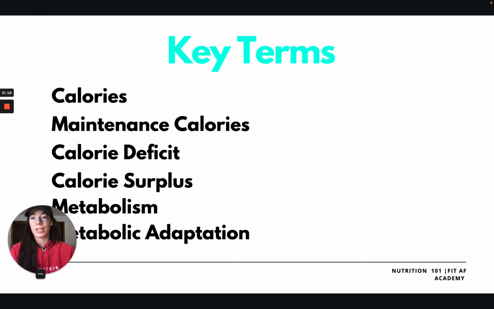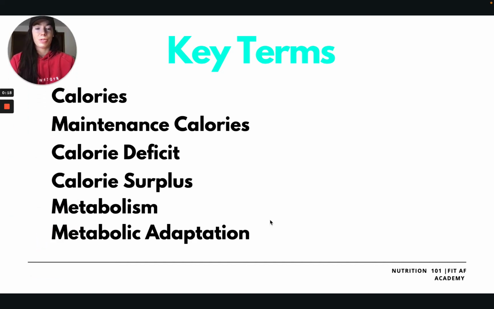So to start off with, calories. We're going to go through what calories are, and what they are is just the word that we use to describe energy, the amount of energy in our food, right? With that, everything we eat or drink has calories in it besides, like, water, right? Next, maintenance calories. This just means the amount of calories that you have to eat to maintain your weight. So to maintain what you're weighing.